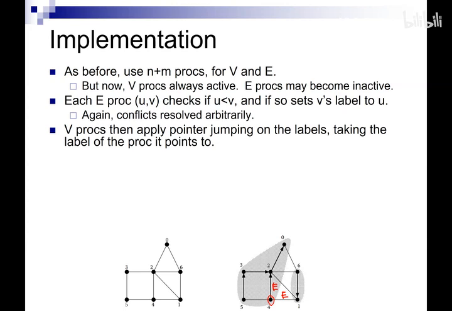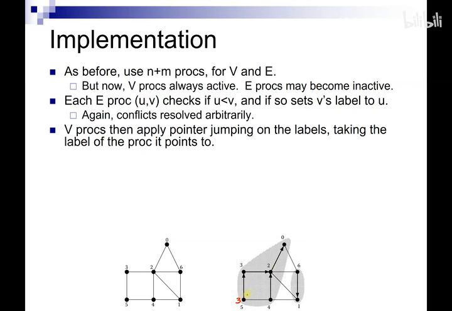After we form these pointers, we can do the pointer jumping. The V processes are responsible for the pointer jumping. So for example, this 5: when it does the pointer jumping, it's going to set its label. Initially it had a label of 5, and it's going to take the label of whoever it points to. This 5 here is initially pointing to 3, so it's going to change its label to 3.